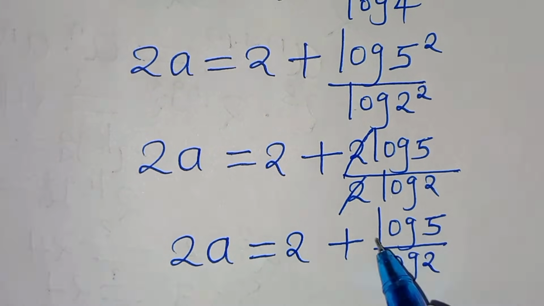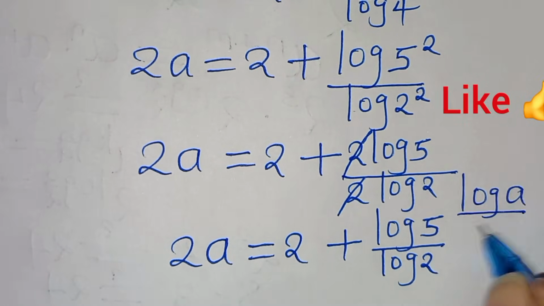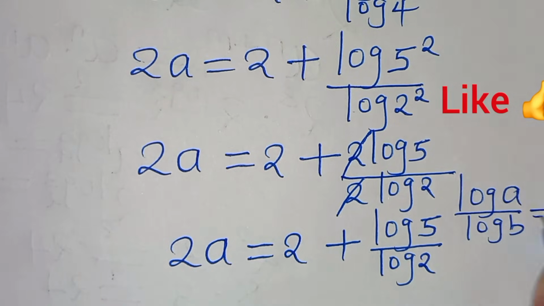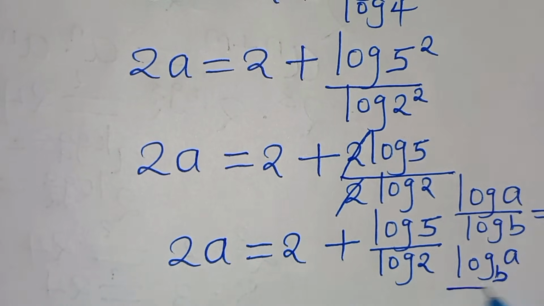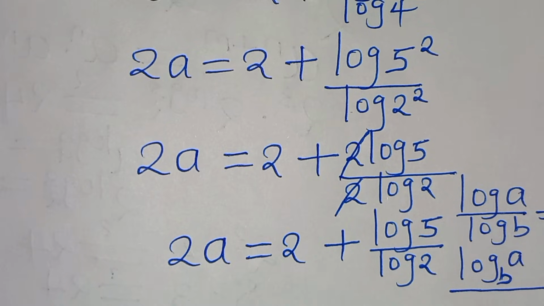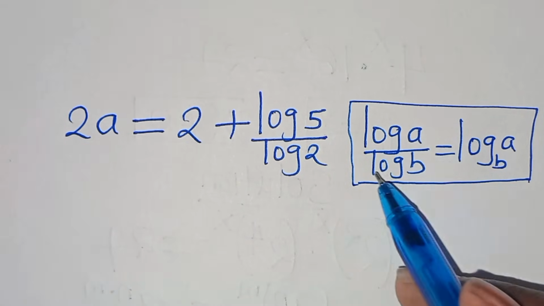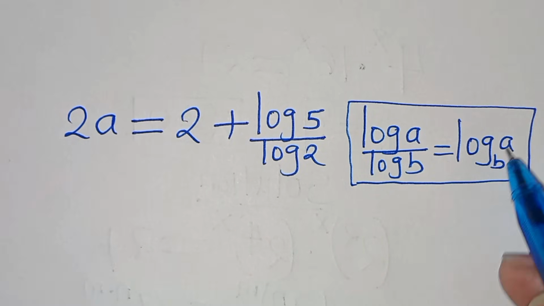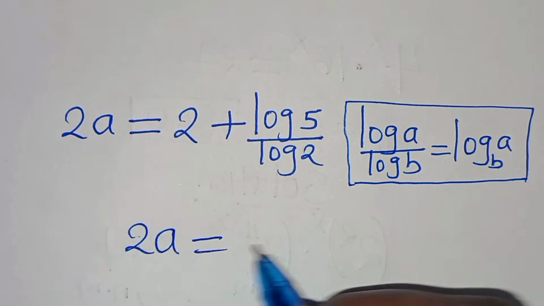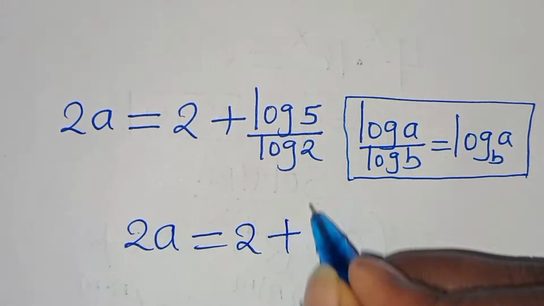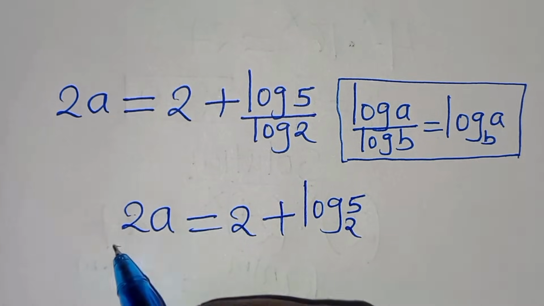Now we have that log 5 over log 2, this is in the form of log a divided by log b, which we can express as log a to base b. So let's apply this property. So we have here 2a, this is equal to 2, plus this is log 5 to base 2. So let's divide both sides by 2.